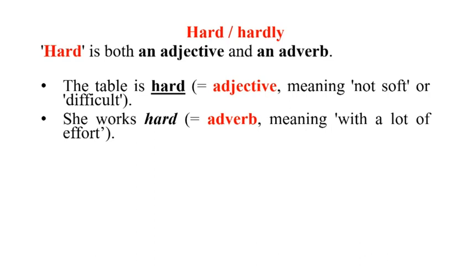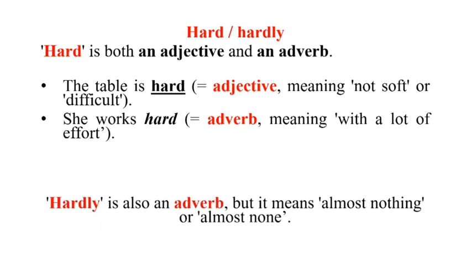She works hard. Radi naporno. Kako ona radi? Ovo se odnosi na to kako ona radi. Dakle, na radnju, na glagol. Prema tome ima funkciju po kojoj možete odmah da shvatite da je reč o prilogu. It's an adverb. It means with a lot of effort.